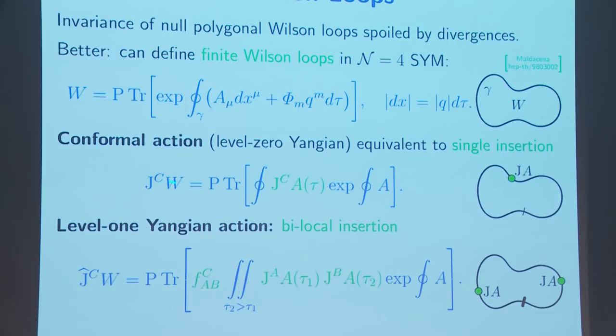And the point is then, if this is a symmetry, then the expectation value of this combination would be zero, because an infinitesimal transformation should not change the expectation value, right?